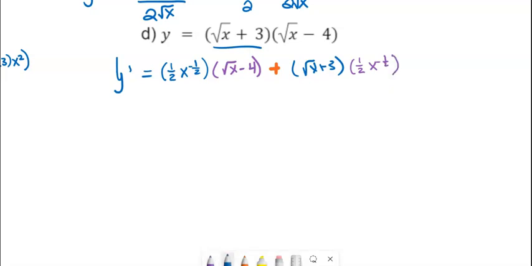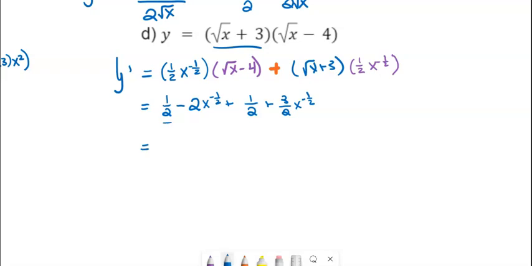Okay, I'm going to multiply this out. One half x to the -1/2 times root x is just going to be 1/2. And then 1/2 times -4 is -2, x to the -1/2. I've got the same thing happening here. That's just going to be 1/2. And then I have 3/2 x to the -1/2.